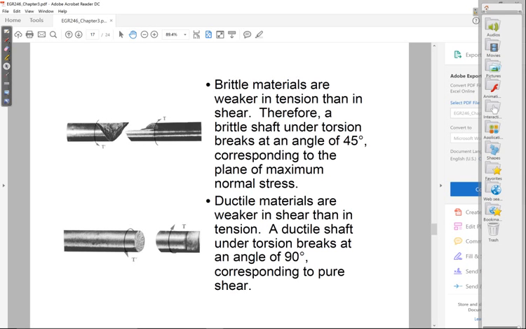Related to this, let me give you a side story that I always find very interesting, and I like sharing this story with students because it shows you that mechanics of materials applies to more than just bridges and buildings and things like that.